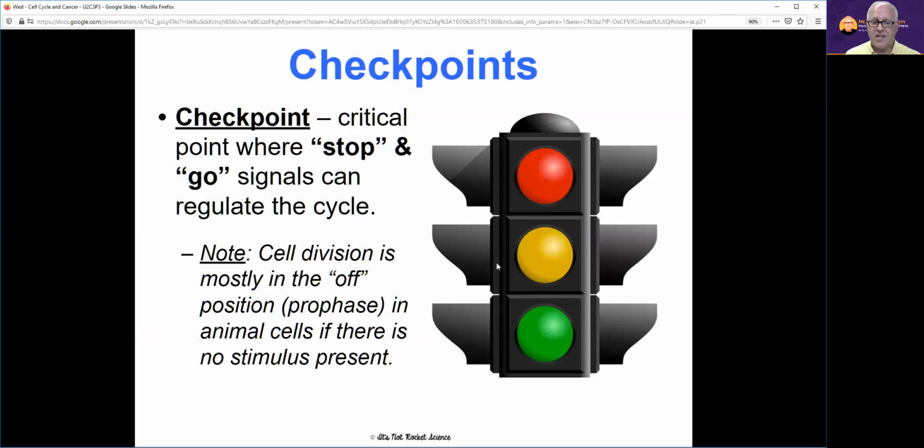And note that cell division is mostly in the off position during prophase. And in animal cells, if there is no stimulus present, it's going to stay in the off position. It's just waiting to get a go signal.